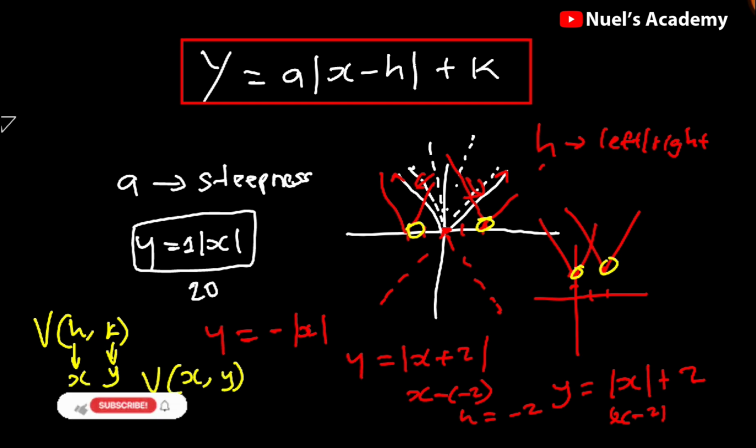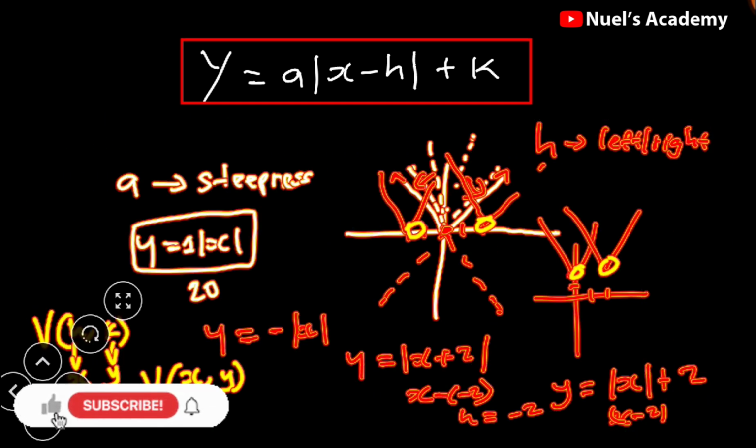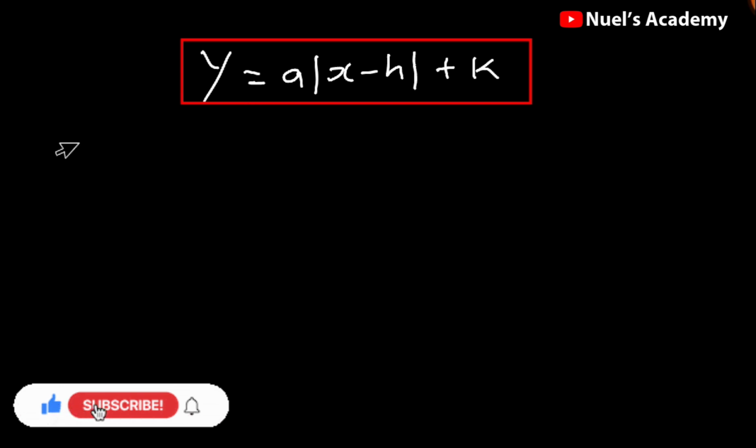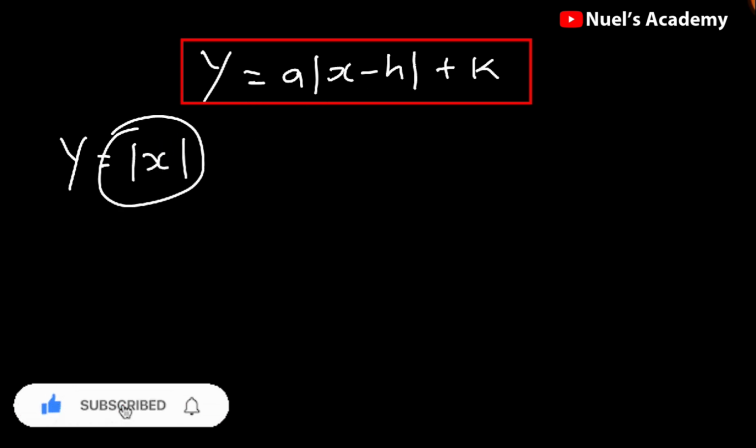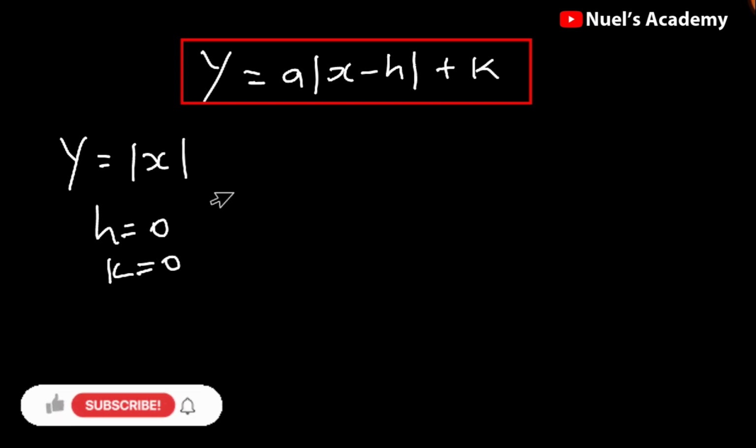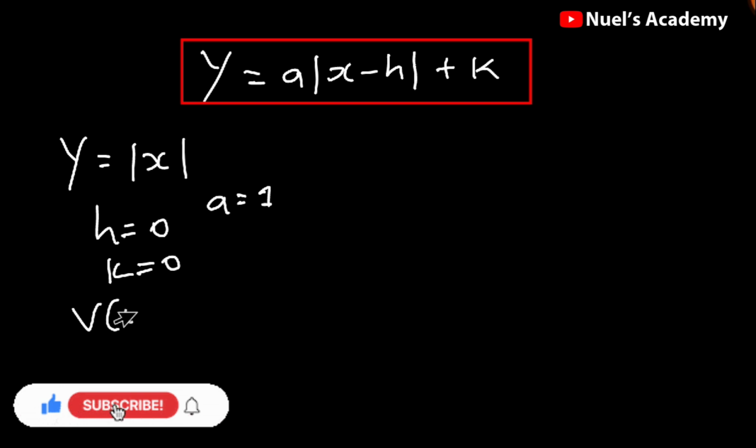Let's solve practice problems. Let's consider this. We're given y is equal to the absolute value of x. Let's graph this function and find its domain and range. We are going to compare this with this definition of the absolute value function. And from here, you could see that h is equal to 0, k is equal to 0, and a is equal to 1. Now the vertex becomes 0, 0, which is h, k.